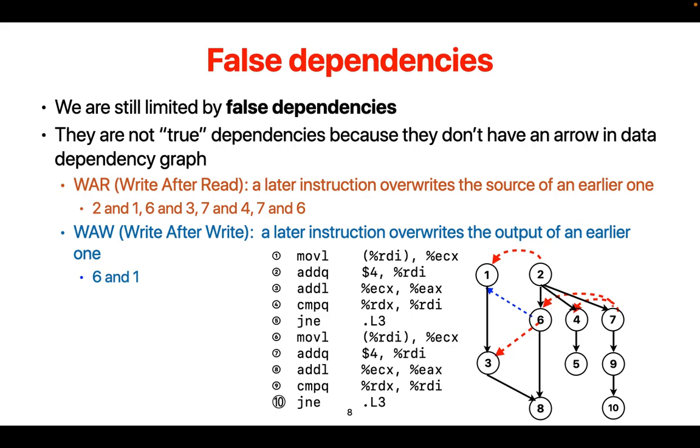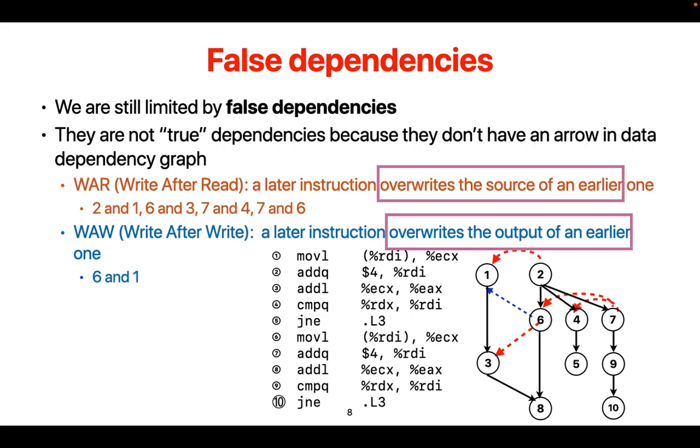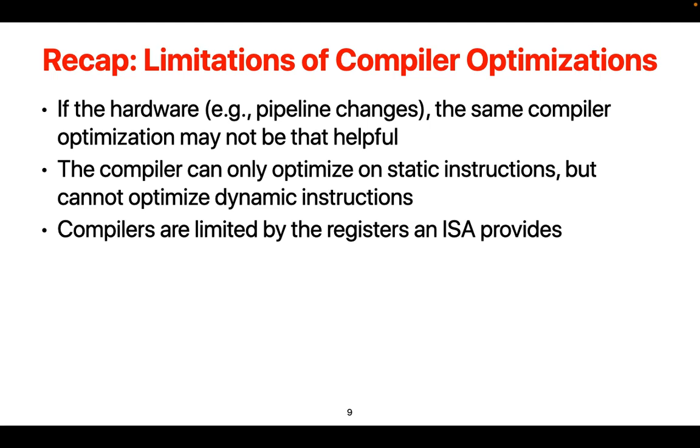However, we saw that this should be the case, but because a later instruction may override the source register of an earlier instruction or overwrite the output of an earlier instruction, it turns out that even though they don't have true data dependency, we still cannot reschedule them. So these are the false dependencies we have.